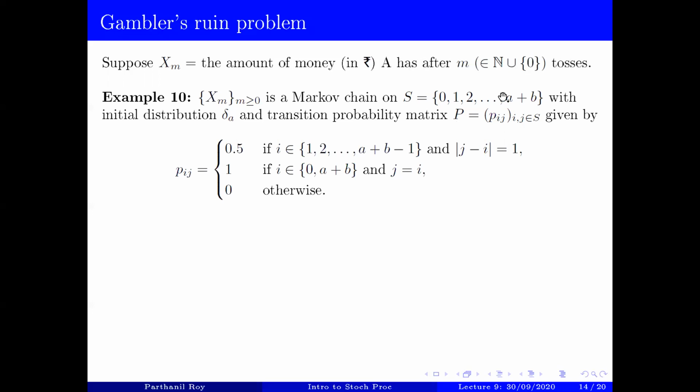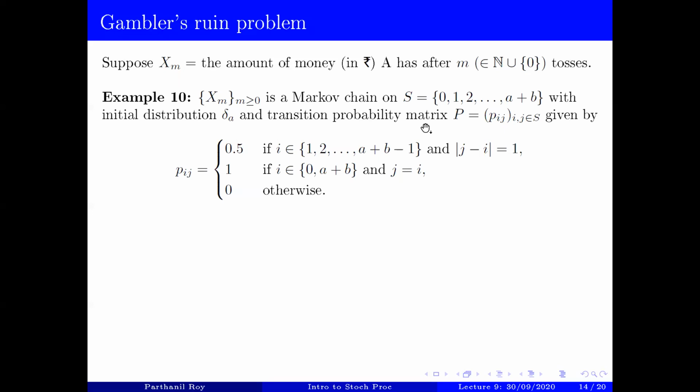On the other hand, if gambler A reaches a plus b, that means B is ruined because B has given away all the money to A, and then the game has to stop. So this is all the possible values that X_M can take. Now, what is the initial distribution? The gambler A is starting with rupees a. So therefore, the initial distribution is delta a. X_0 is a with probability 1.